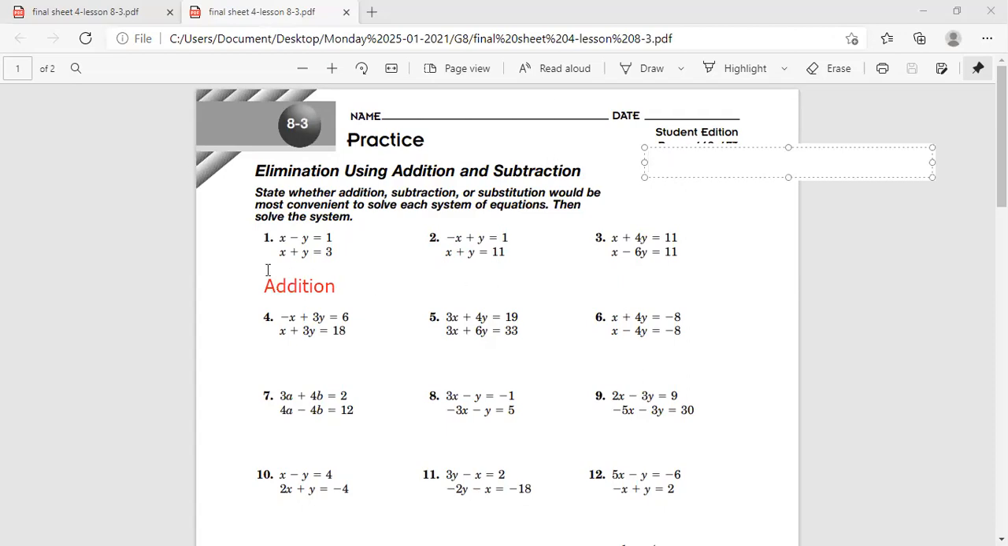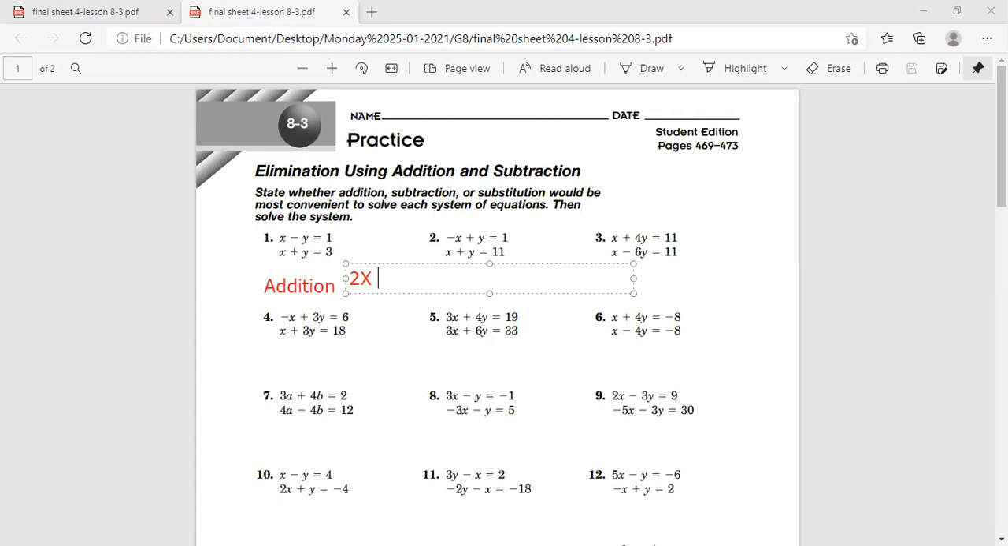We will add x. So it will be what? Yes, 2x. We said x plus x, which means 1 plus 1, equal 2x, right? Now we have negative y plus y. It will be how many? 0. So we don't have y.